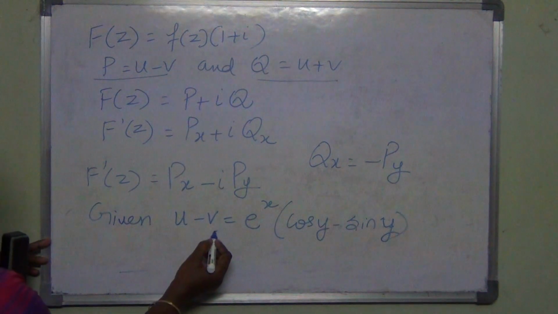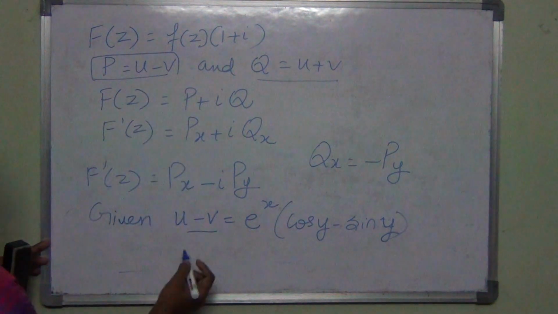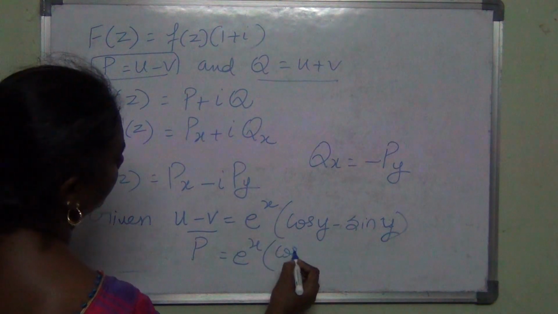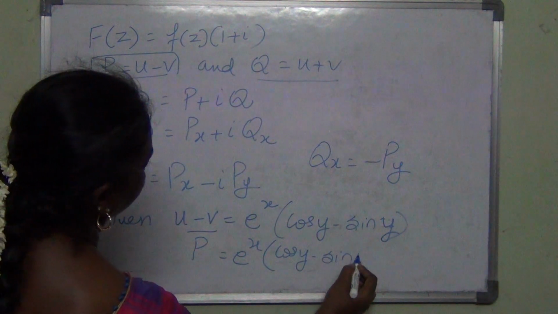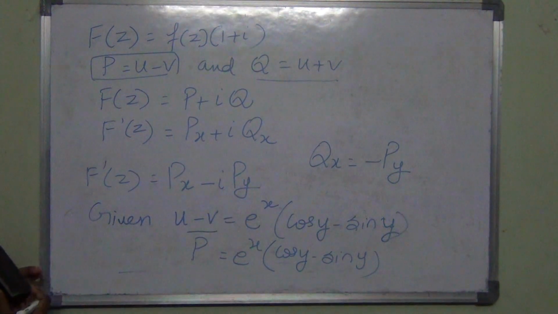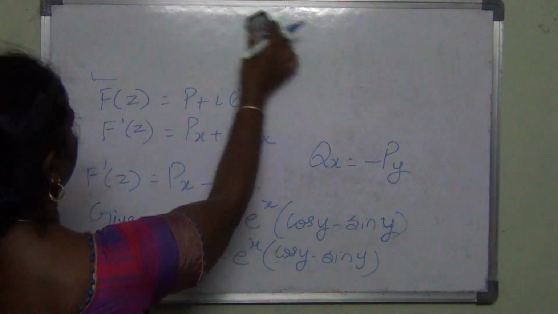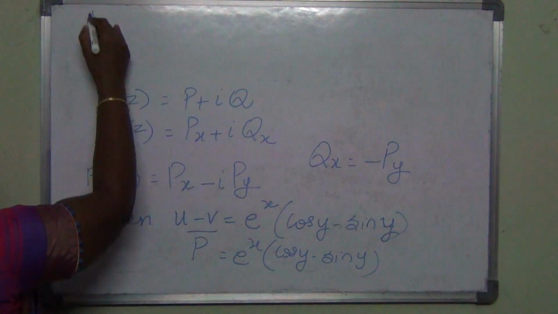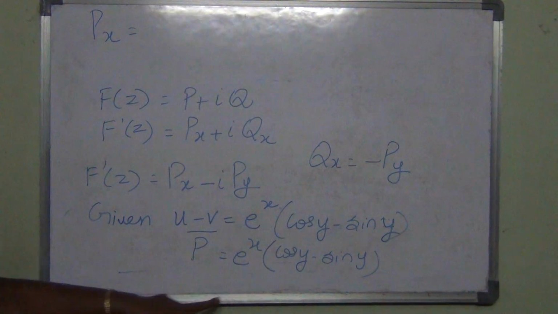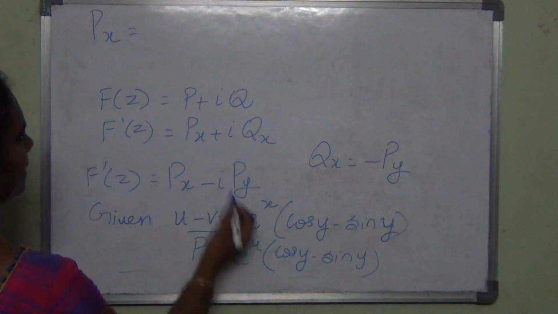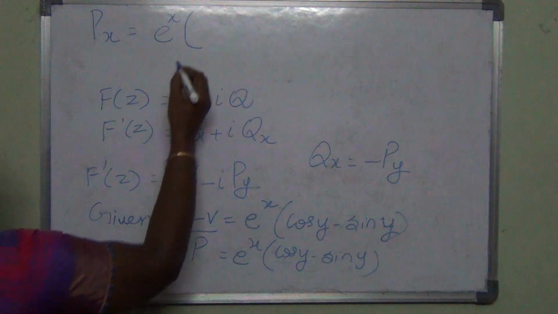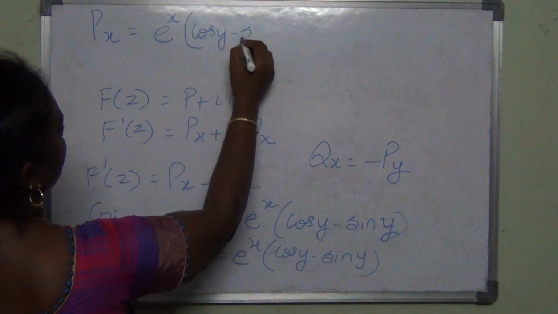Now what is our u − v? u − v is equal to P. So instead of u − v, I am going to take P. Therefore P = e^x (cos y − sin y). Now I am going to differentiate P with respect to x and P with respect to y. So find Px, which is nothing but ∂P/∂x. Differentiating e^x, I will be getting e^x, since the coefficient of x is 1. So Px = e^x (cos y − sin y).